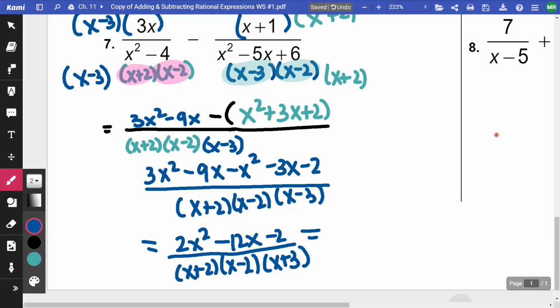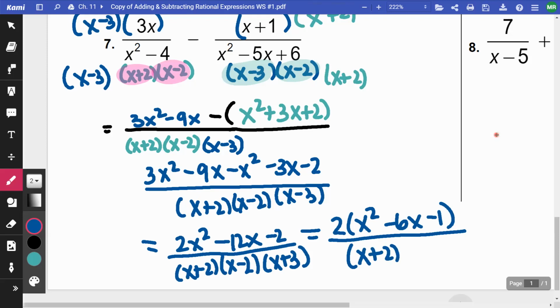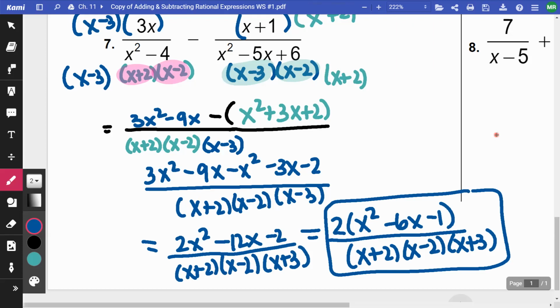I could factor the top. I could take a 2 out of that, and I'd be left with an x squared minus 6x minus 1. But I can't factor that any further. Nothing's going to cancel out with our denominator. So either I can leave it in this form here or this form here. Both of these are equivalent.